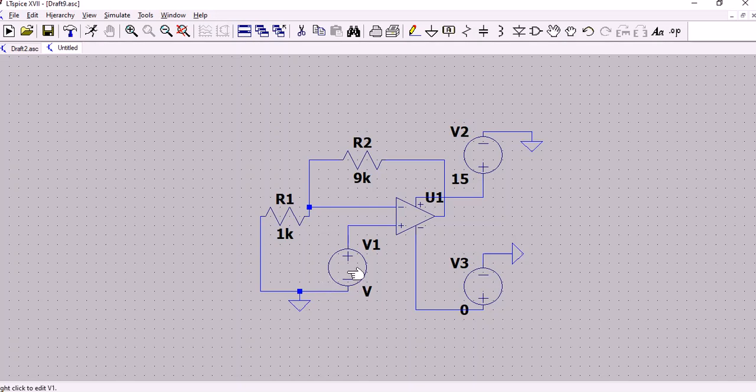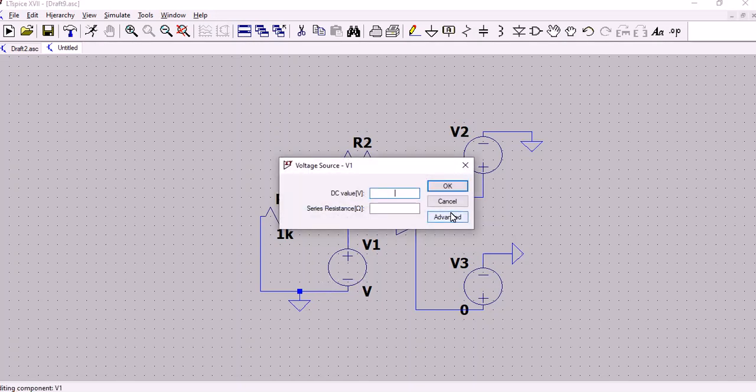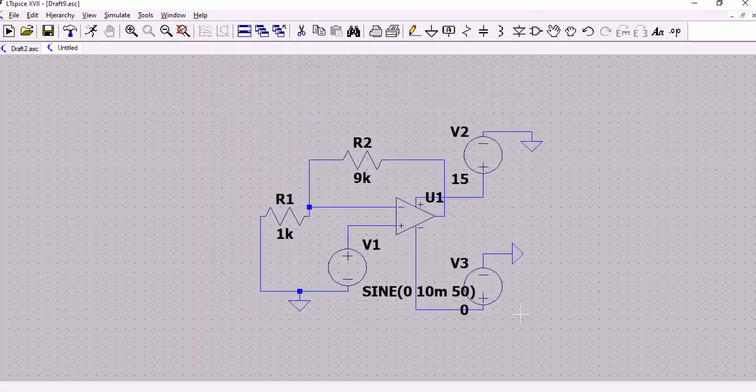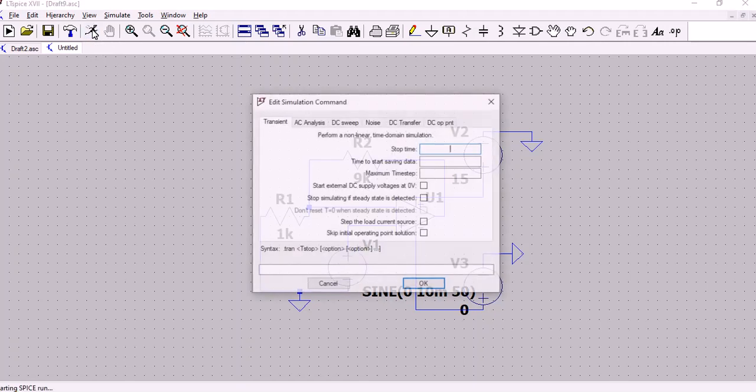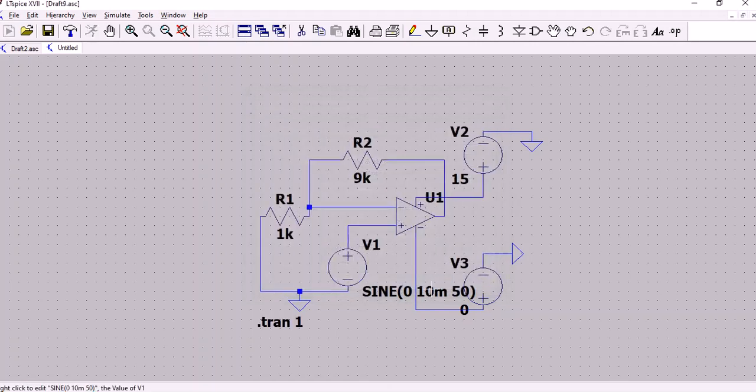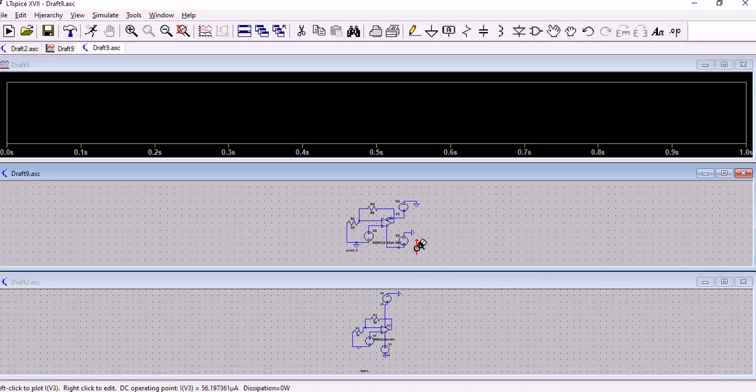Now the input voltage, which is on the non-inverting port, let it be a sine wave, and we are taking our input amplitude to be 10 millivolts, and frequency to be 50. So we have an input wave which is a sine wave which has an amplitude of 10 millivolts. Now our circuit is complete. Now we are in a position to run our circuit. Let our stop time be 1. Now we are going to simulate our circuit.